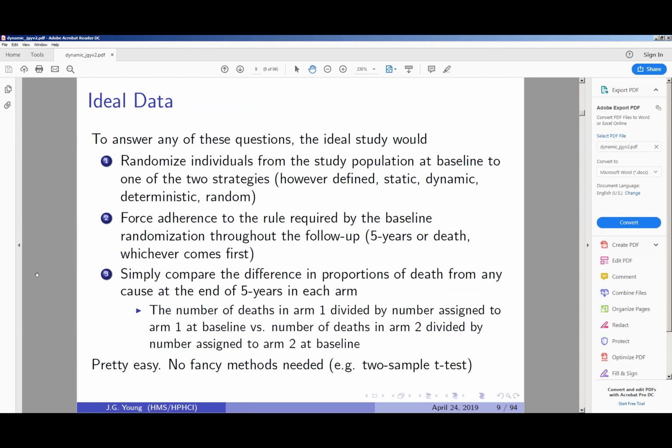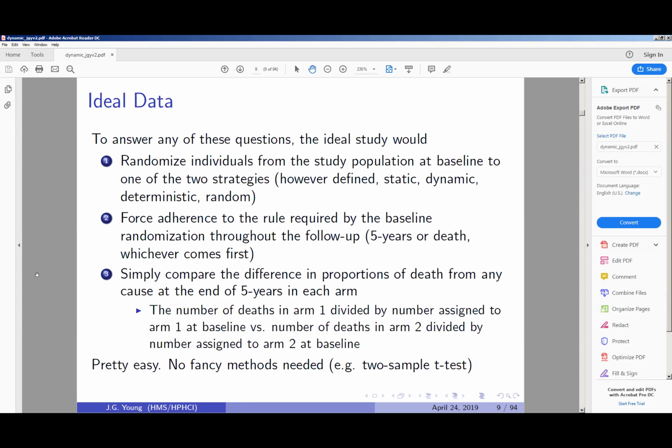So what do we mean by the ideal data? Well, for any of these questions that we posed, we could answer any of them in an ideal study, which would correspond to a study where we randomized individuals from that study population of interest at baseline to one of the two strategies of interest, however we chose to define those strategies.